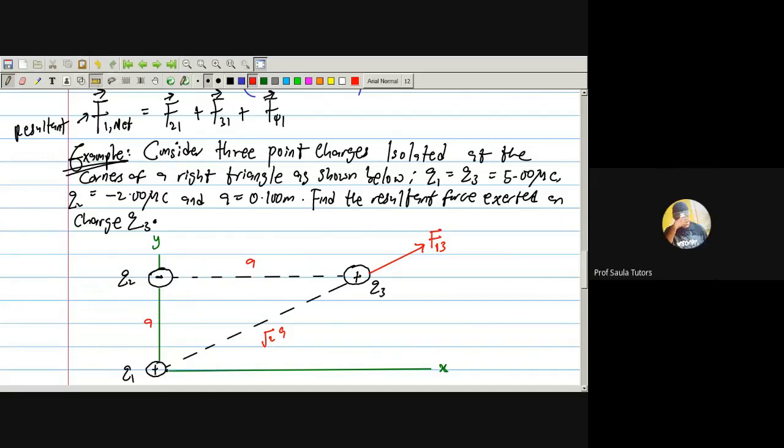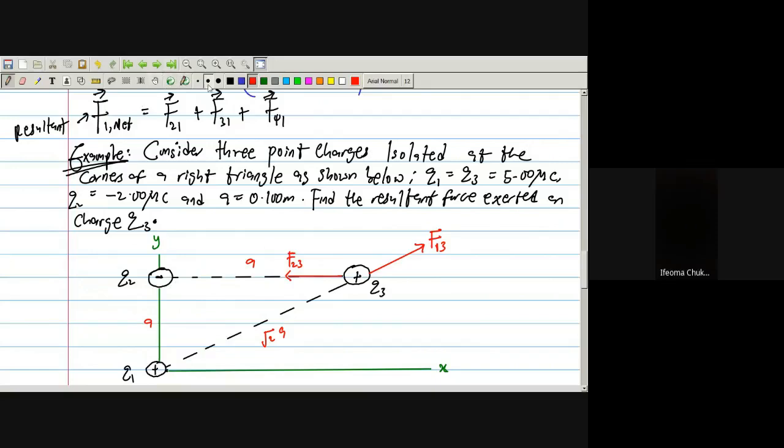Attraction. It means that Q2 will pull Q3 closer to itself like this. Exactly. So this is what I'm going to have, and this will be labeled F23. That's the force of charge 2 on charge 3.